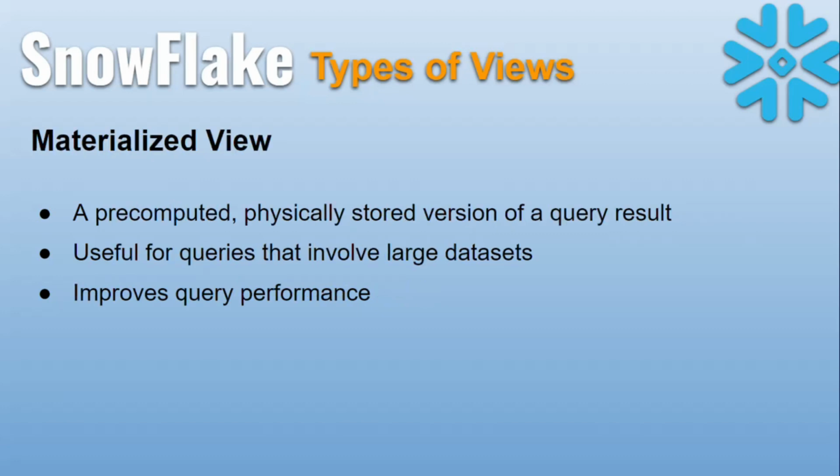So the next type of view is the materialized view. A materialized view is a pre-computed, physically stored version of a query result. It's useful for queries that involve large data sets and complex computations. Materialized views improve query performance by reducing the need to recompute the same data repeatedly.